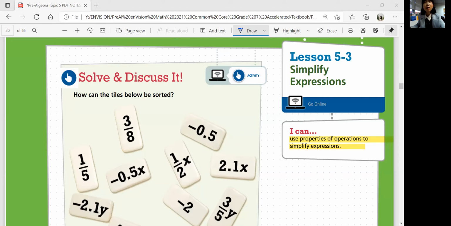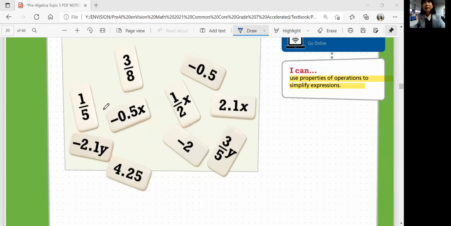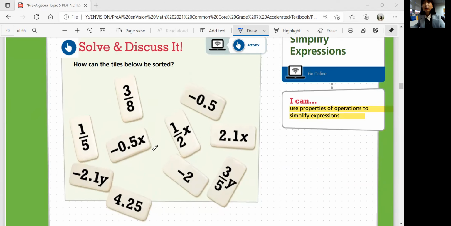Let's start with solve and discuss it. How can the tiles below be sorted? Look at the tiles here. Can you group them together? How can you sort them? It doesn't have one answer, but you can sort the tiles with common things. What are some common things you see here?